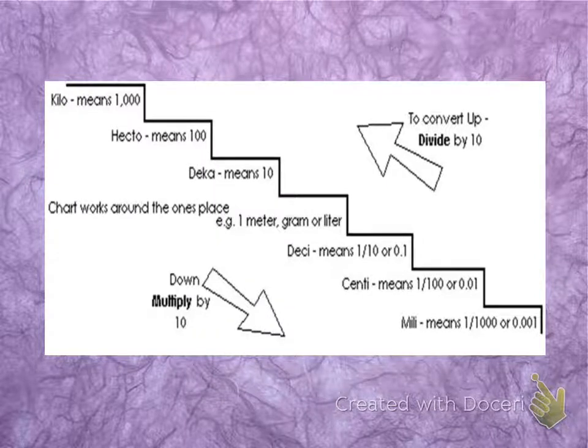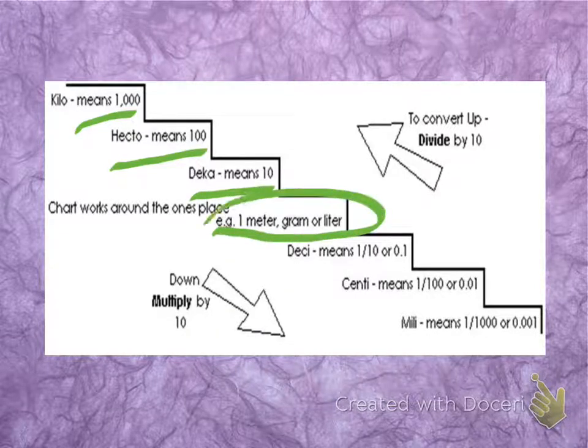This is a little reminder about all of the different denominations of the metric system. We have the kilo, which means 1,000. Hecto, which means 100. Deca, which means 10. And then we have our base, which is meter, liter, and gram. Meter meaning length, liter meaning capacity, and gram meaning weight.